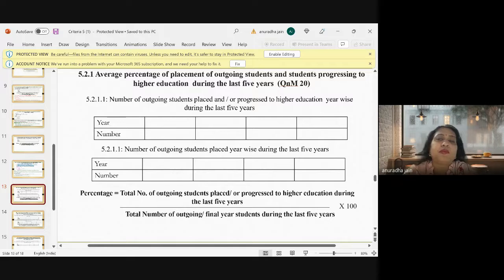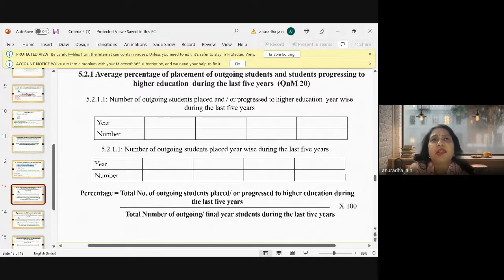The problem that we face in higher education is that students sometimes don't provide this data to the college. But you have to have that data. So you should develop a mechanism for how you will collect this letter, this proof, every year from the students. Because without this solid proof, NAAC will not accept it.